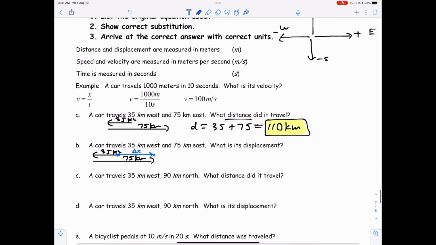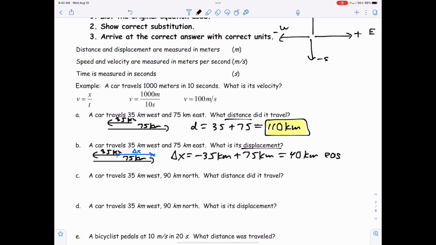Now, how do we actually calculate it? Well, you're going to add up your individual displacements. In other words, negative 35 kilometers because it's going west, plus 75 kilometers because it's going east, right? And adding a negative, of course, means you're subtracting, and you'll get 40 kilometers. But since it's displacement, it's a vector, you have to give it a direction. So 40 kilometers going east. And you can see that's representative of the blue arrow there, which is a little bit more than half and pointing to the right, which would be east.